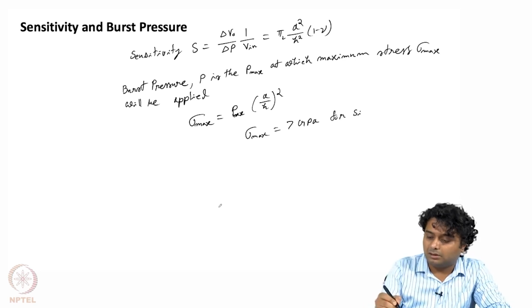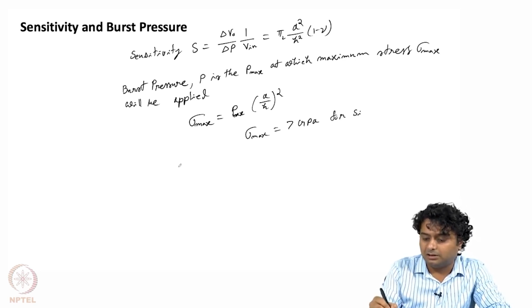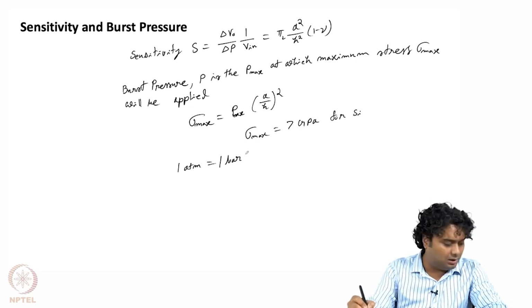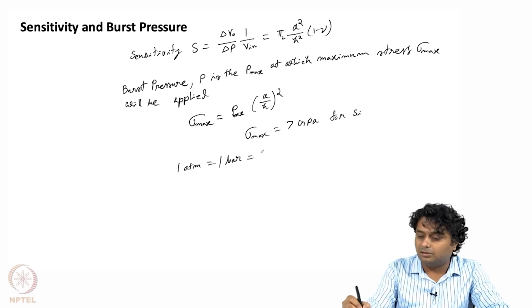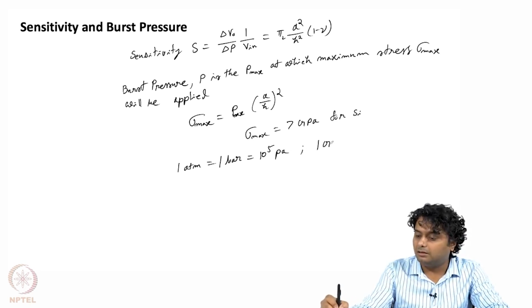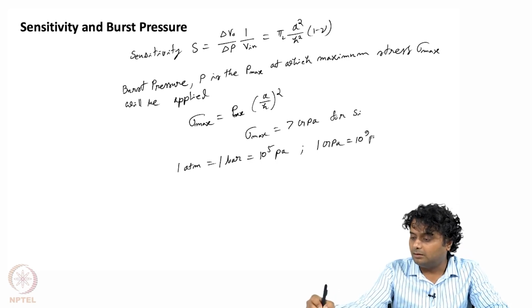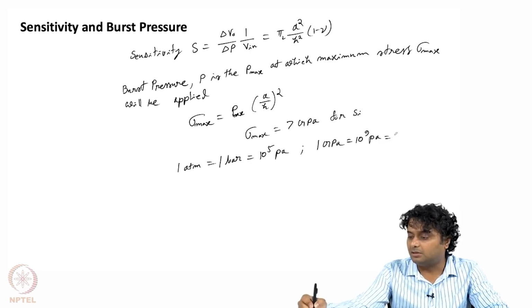Just to mention here, as we are talking about pressure, that 1 atmospheric pressure or 1 atm is equal to 1 bar, and that is equal to 10 to the power 5 Pascal. And 1 GPa is equal to 10 to the power 9 Pascal, 1 gigapascal, 10 to the power 9 Pascal. So that means 10 to the power 4.